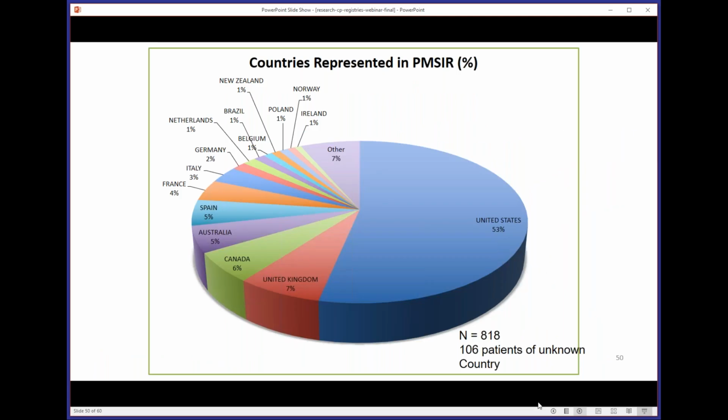Sorry, guys. This isn't that relevant, except that it shows you that in our registry, we can easily pull up reports that tell us various different aggregated information. So it's not surprising that most of our data is coming from patients in the U.S. because that's where the registry started and it's in English.